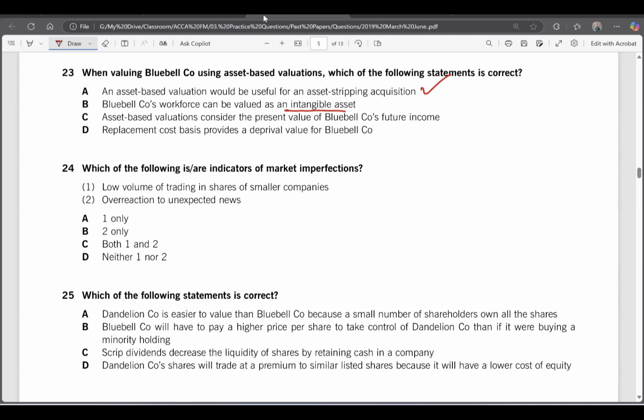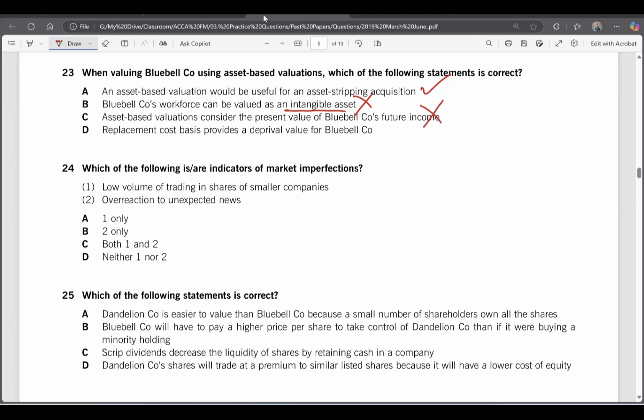C, asset-based valuation considers the present value of Bluebell Co's future income. No, we are not using future income. The price earnings method uses the future income, not the present value, by the way. So this statement is entirely wrong. Asset-based valuation considers the total assets and the total liabilities. It ignores any income stream or cash flow stream of the company. So statement C is also not correct.